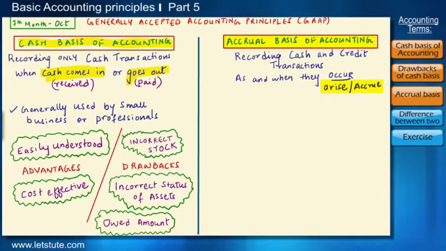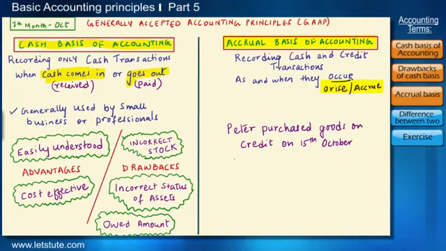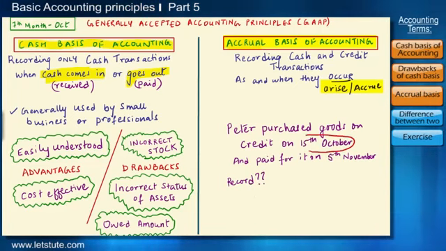So if my friend Peter purchased goods on credit for $1,000 on 15th October and he has paid for it on 5th November, then according to this accrual concept, when should he record the purchase? Yes, it will be recorded on 15th October, that is, when this purchase was confirmed.